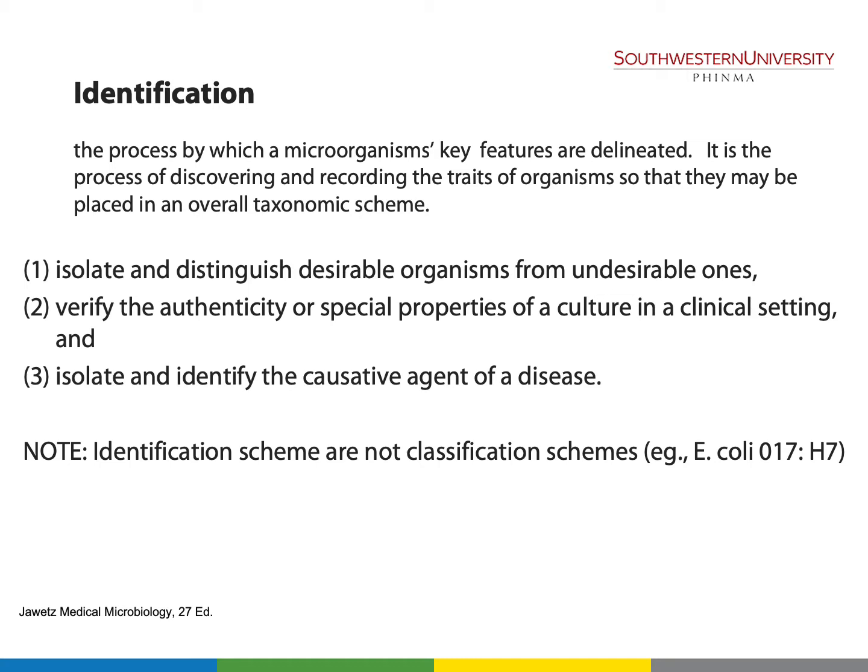Identification. Identification is the process by which a microorganism's key features are delineated. It is also a process of discovering and recording traits of organisms so that they may be placed in an overall taxonomic scheme. So what are the three taxonomic schemes? The first is to isolate and distinguish desirable organisms from undesirable organisms. Second is to verify the authenticity or special properties of a culture in a clinical setting. And last, to isolate and identify the causative agent of a disease.